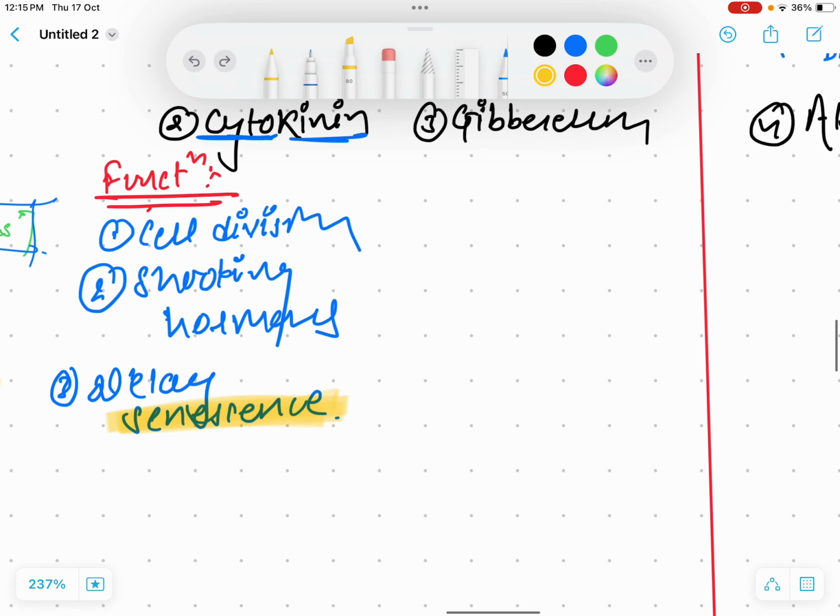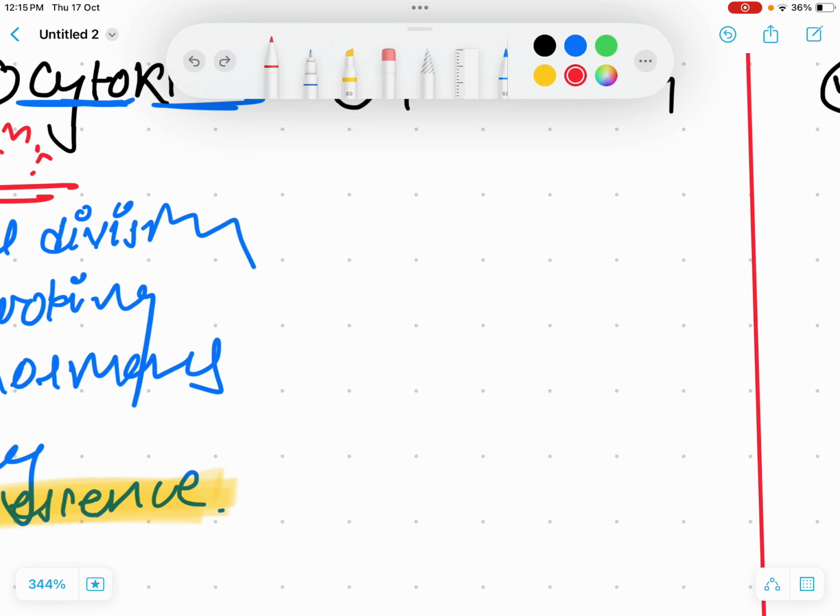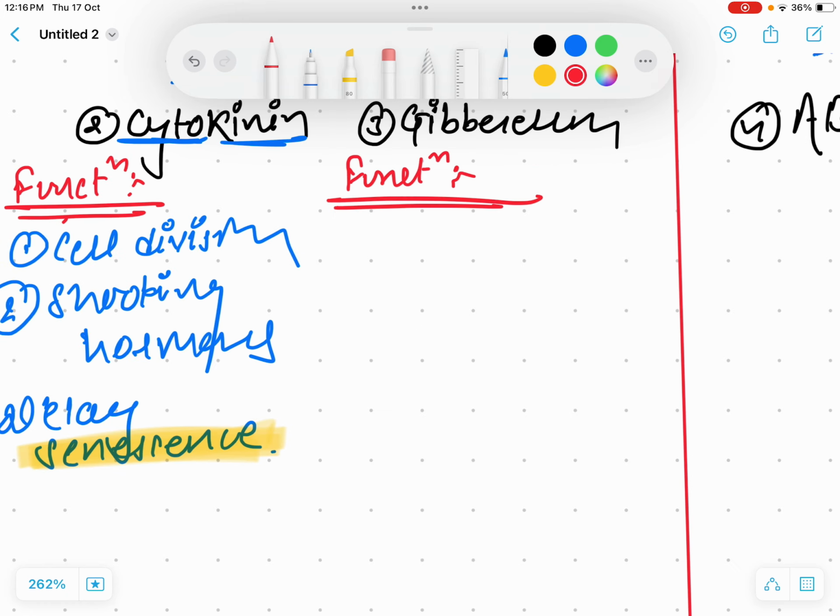And the next one is gibberellin. Let's talk about gibberellin now. Function. The very important function of gibberellin is bolting. Bolting.